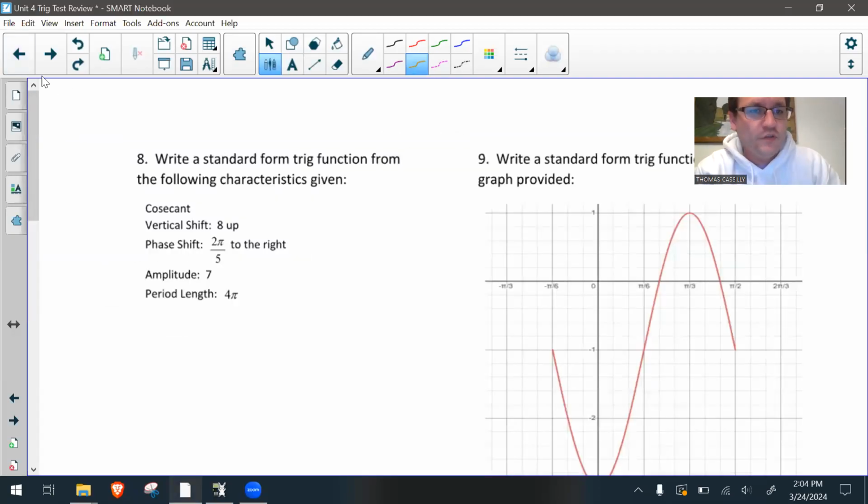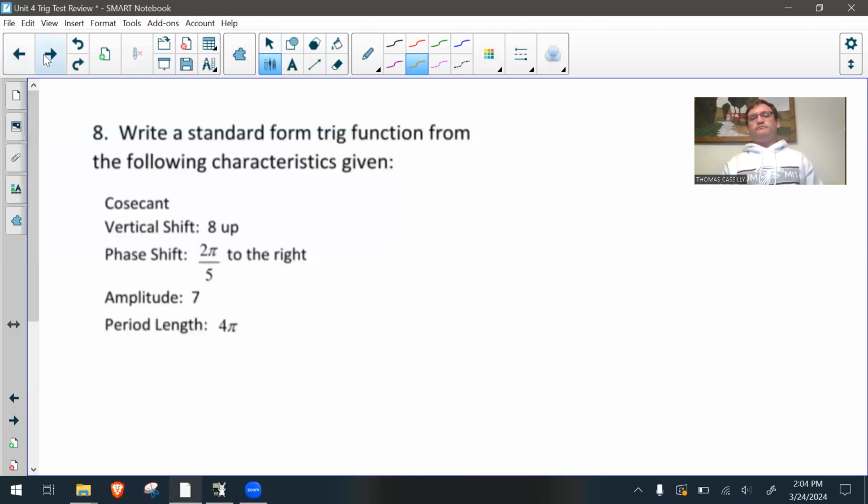All right, here we go. Unit 4, test review. I think this is page 4. I've been skipping around here. All right, let's do it here.